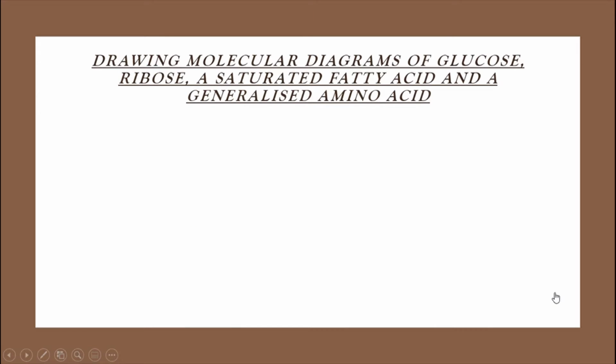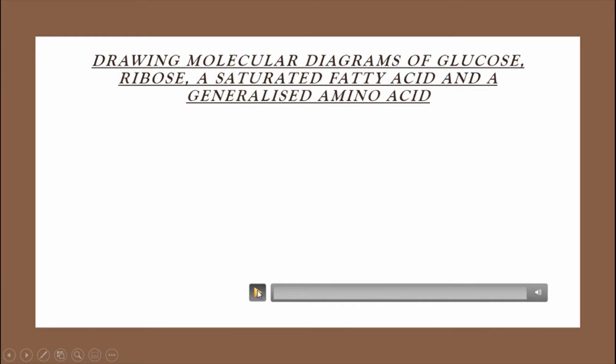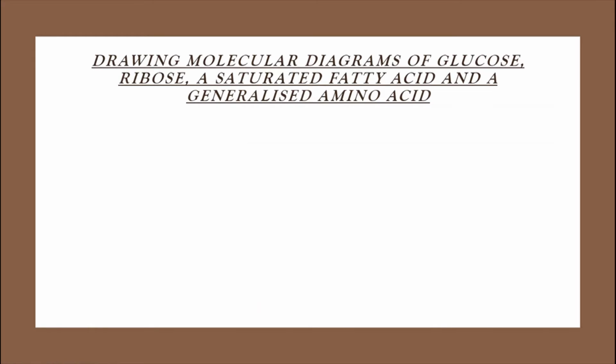So we need to be able to draw an amino acid. We've gone through drawing glucose, saturated fatty acids. Now we need to learn how to draw an amino acid, and this comes from a syllabus point from topic 2.1. So shortly I will show a video of how to draw an amino acid.